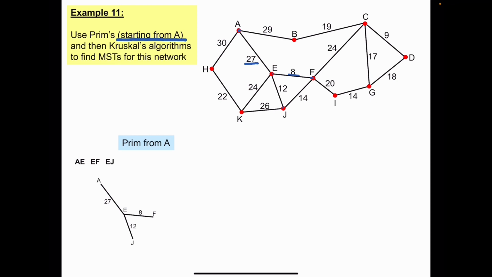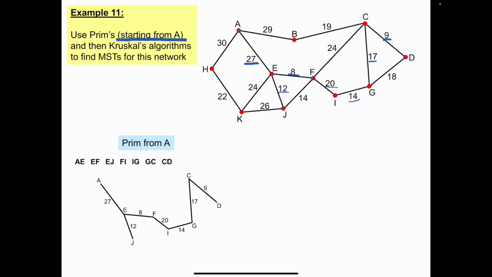Then the next nearest connection would be I, that's 20, that's this one. Then I have 14, 24, so 14 would be the next one, IG. Then there is 17, 18, 26, 24, so 17 is the next one, that's GC. Then 9 is D.